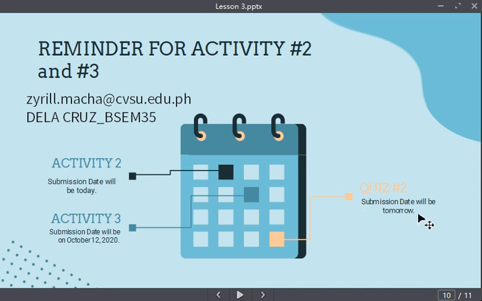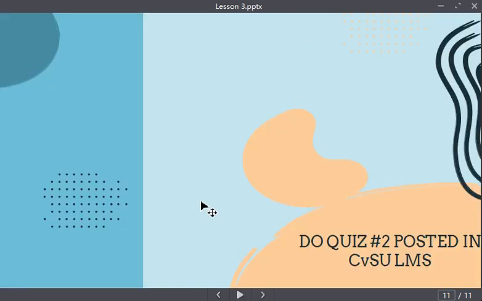And also, quiz number 2, I will post it on our learning management system. I hope that everyone has their access on our CVSU LMS. I will post it later, and you can answer it up until tomorrow, 11:59 p.m. You can already get your scores right away.